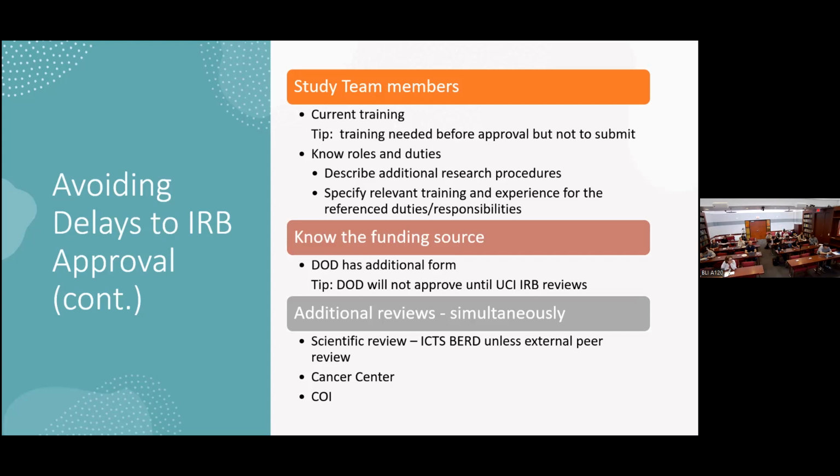It's called an external scientific review. The external scientific review is bypassed if there is what they call a peer review, an external peer review. That usually only happens if you have an NIH-funded study, because NIH is peer reviewed. So all other protocols, including DOD-funded studies, have to go through our UCI internal review, which is done by ICTS, IRB, or BIRD. So we need to make sure that that goes in.